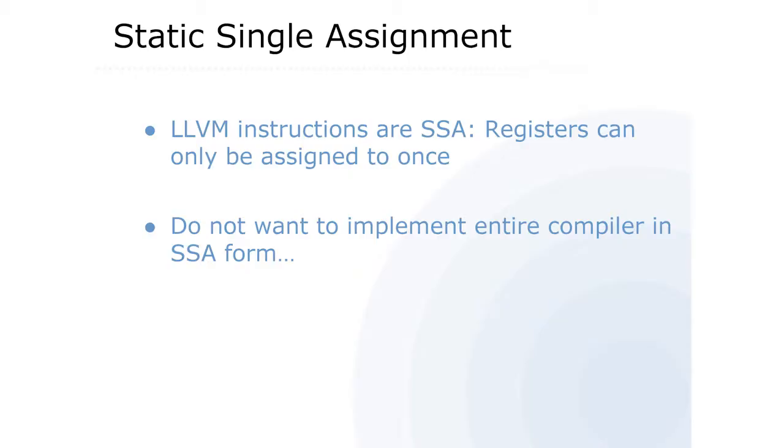Something important to know about LLVM IR and other intermediate representations is that it's SSA, which stands for static single assignment. What that means is that you have your registers, and they can be assigned to once, and then they're frozen. So if we were to do a one-to-one correlation between registers and variables, we would have to require our users only assign to their variables once, which is not exactly a reasonable thing to ask people to do. So how do we get around that?